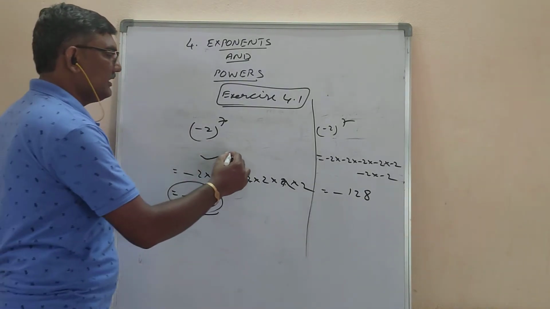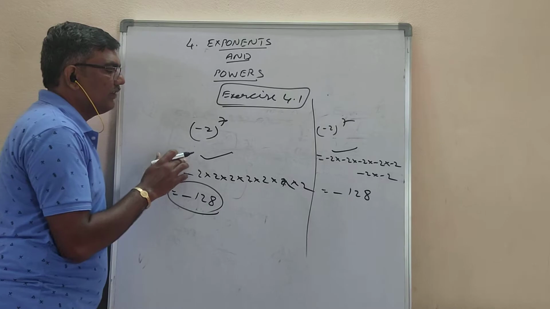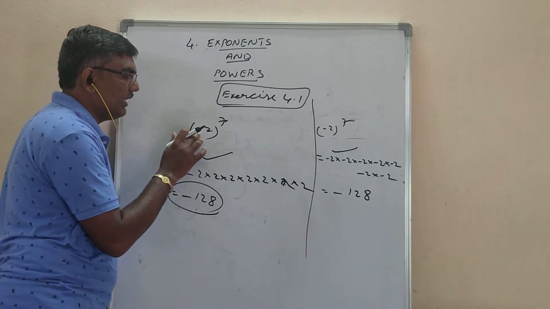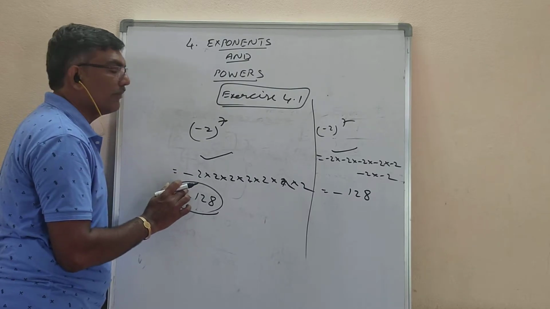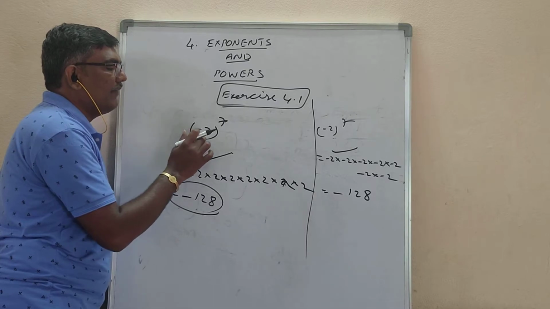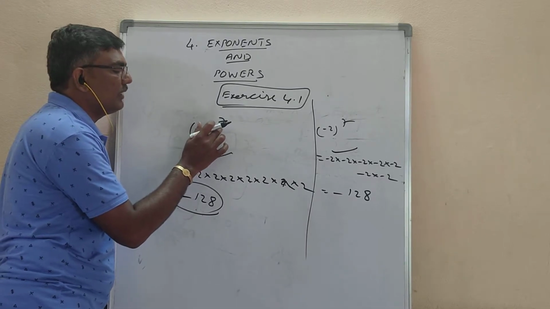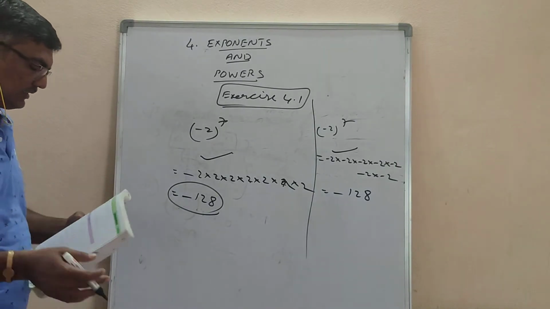So if you do like this and like this, they are the same. Here what I have done is, if the base has a minus symbol and the exponent is odd, in the answer you will get a negative symbol. If the base has a negative symbol and the exponent is an even number, in the answer you will get a positive number. Okay, like this. Next one.